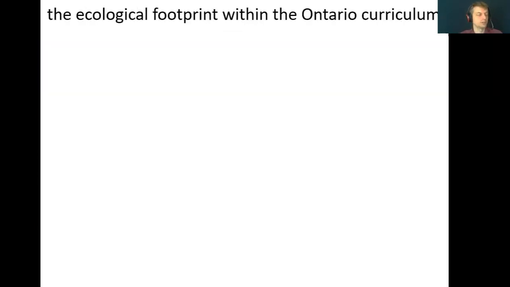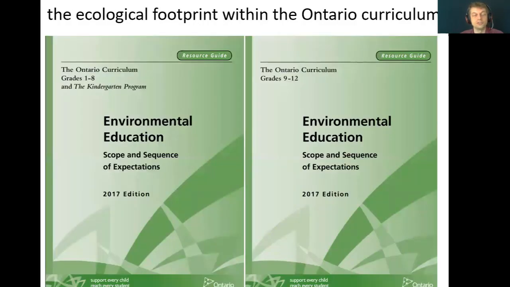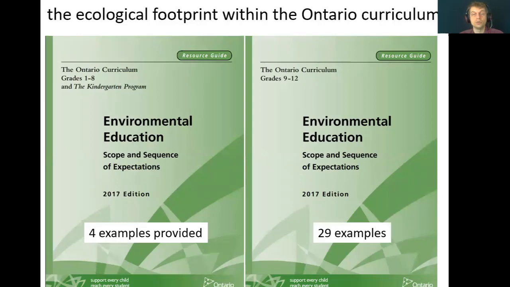The ecological footprint within the Ontario curriculum has been positioned. I'll just make reference to two documents here. These are provided by the Ministry of Education. They're both about ways of infusing environmental education into the standard curriculum. And for the first guide, which is covering grades 1 to 8, there are 4 examples provided in that guide. And in the guide covering grades 9 to 12, there are 29 examples of the ecological footprint being used as examples, covering all sorts of subjects. Some, as you would expect, such as science and social science, and others that you might not expect, such as even in the arts and so on.